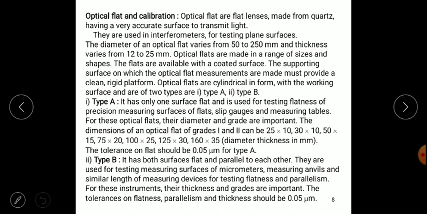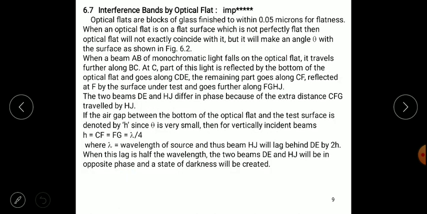Next, what are the different types of optical flats? An optical flat is a piece of quartz, an instrument used for observing fringes. There are two types: type A and type B. The important difference to remember is that in type A only one surface is flat, and in type B both surfaces are flat. Both have an accuracy of 0.0 micrometer and are available in some grades. We will discuss this again.